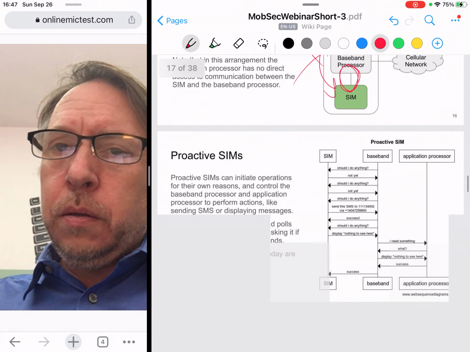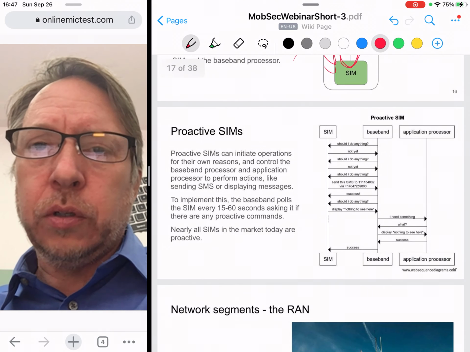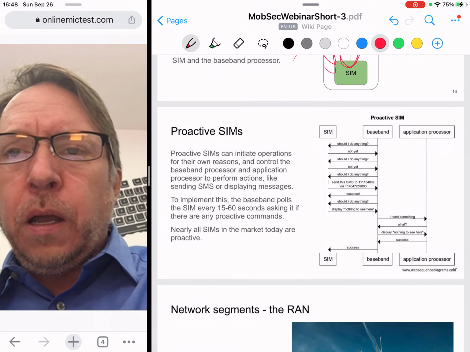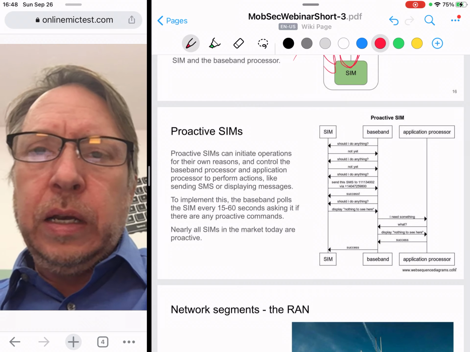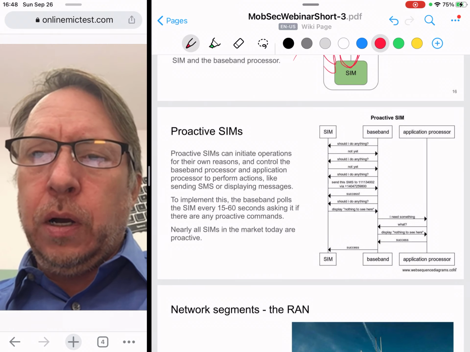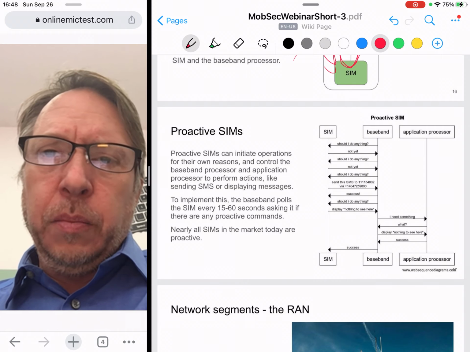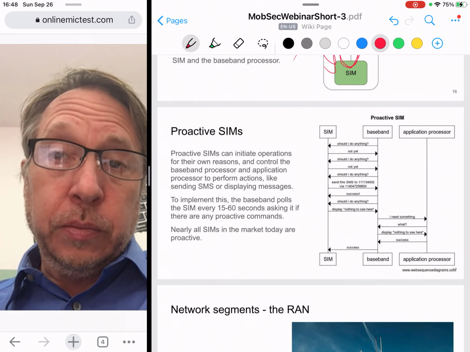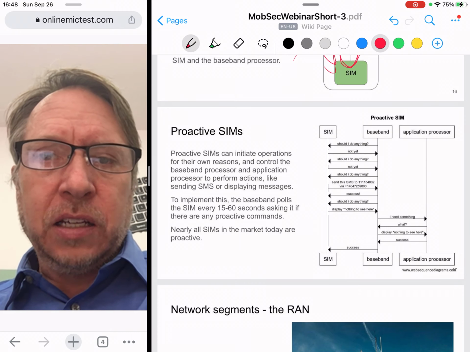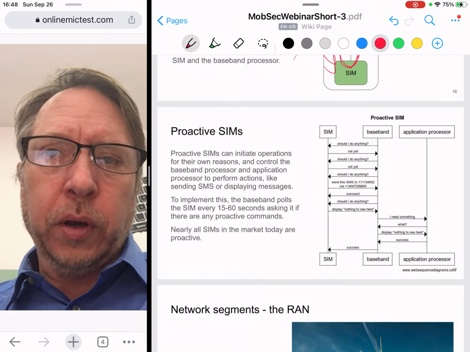And we're going to move to slide 17. We're going to talk about proactive SIMs. A proactive SIM is a SIM that can initiate operations for its own reasons. And the main thing that I've seen proactive SIMs do in the real world is automatically send text messages back to the mobile operator reporting information.